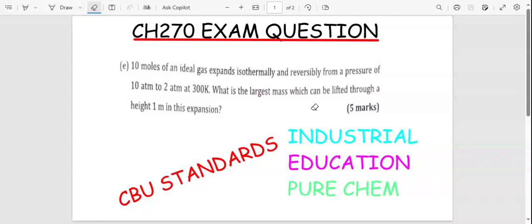All right, so we'll go through a 270 exam question. It's one of the exam questions, and we'll get to understand it. All right, so without even wasting time, shall we start?